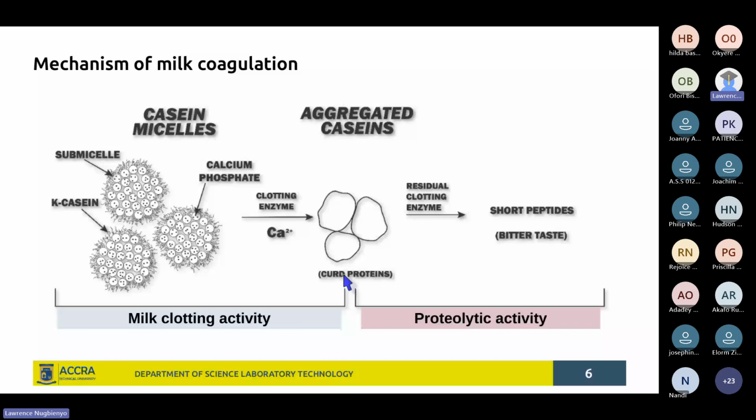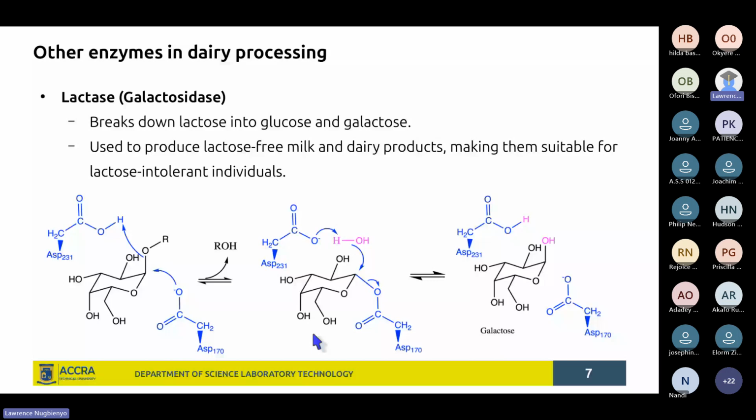So that's with cheese, that an enzyme or different enzymes can be used to cause the coagulation of the milk into a solid, which can be separated and then used for the production of different types of cheese. Now, you also will have other enzymes that are used in the dairy industry, apart from cheese, which we have looked at much more.